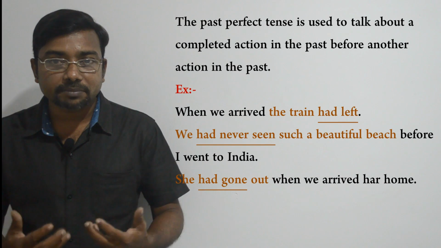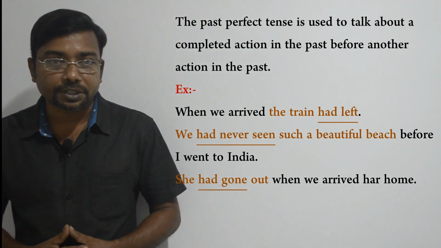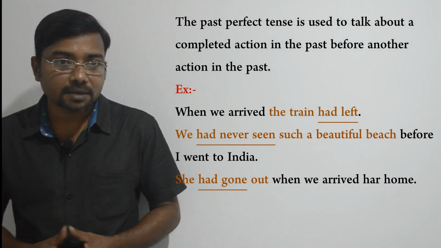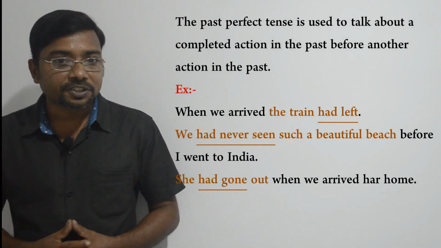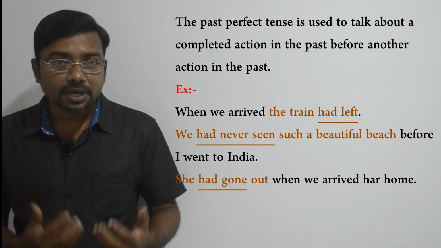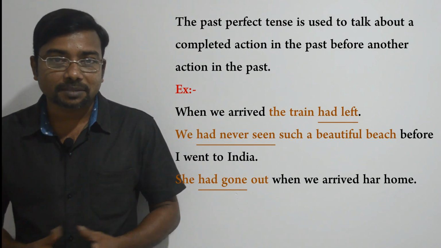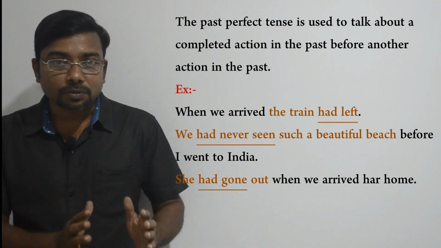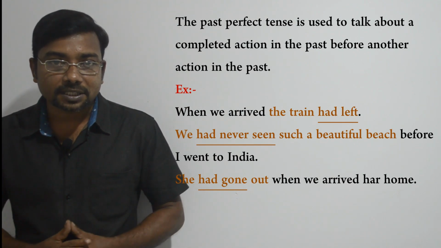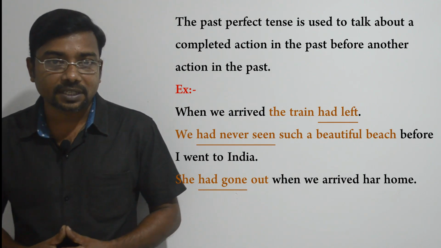Okay, look at the next one. We had never seen such a beautiful beach before I went to India. Here also there are two completed actions, and one comes with past perfect tense. We had never seen, we use the auxiliary verb had with the verb past participle form seen, such a beautiful beach before I went to India. It describes two completed actions in the past, one after another.